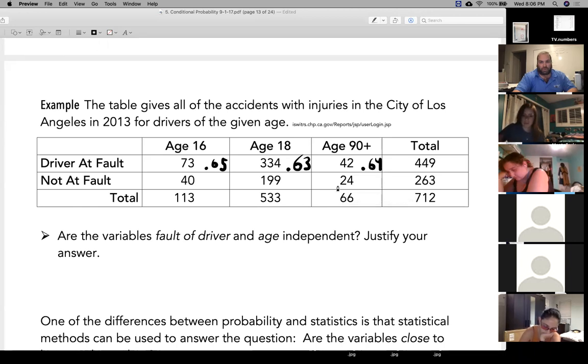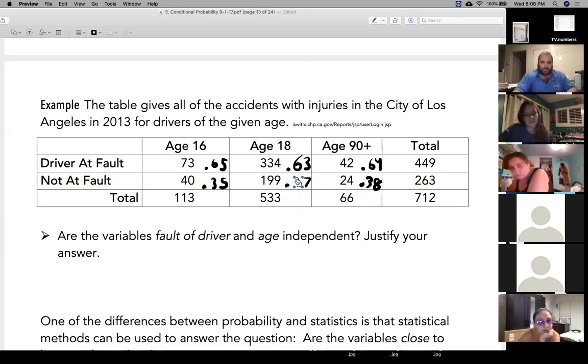And now let's do the second row. Well, I can do it already because they have to add to 100%. So this one has to be 0.35. This one has to be 0.37. And this one has to be 0.38. So what would you say? Are these independent or not independent?